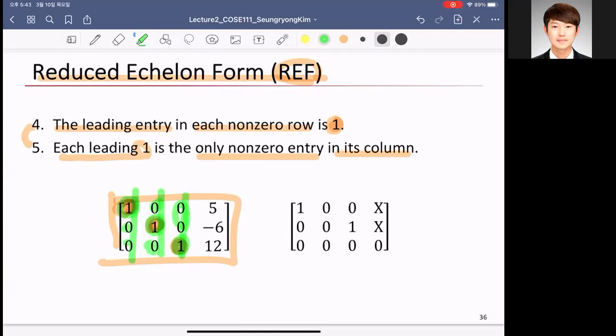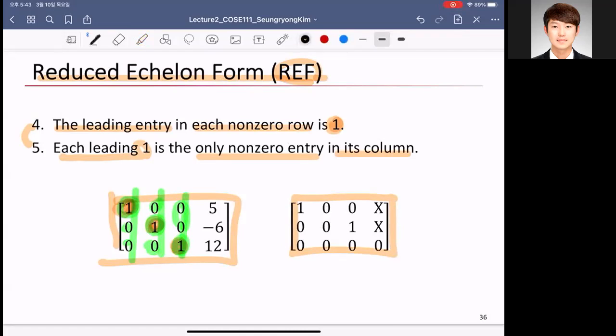So this kind of form is called reduced echelon form. Or in general, we can represent this reduced echelon form in this kind of term. So this kind of form, reduced echelon form, right?